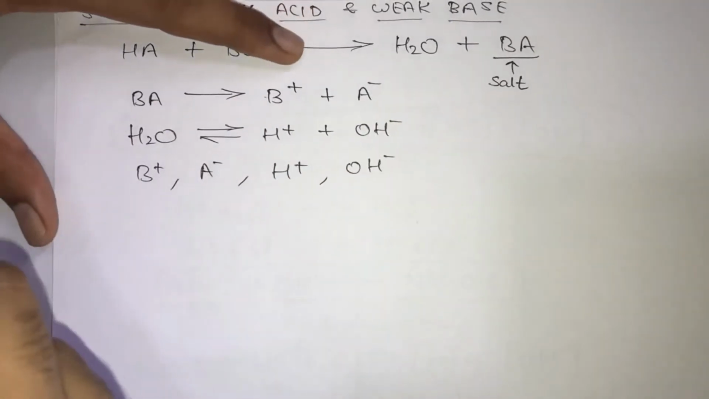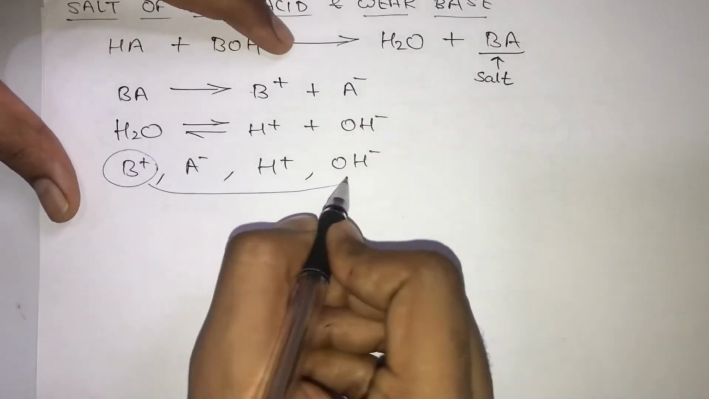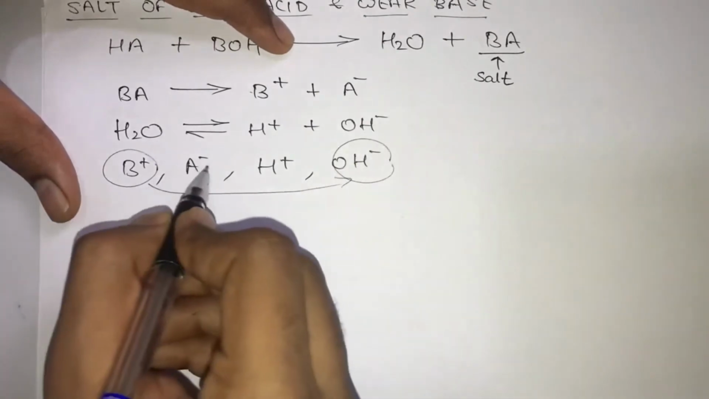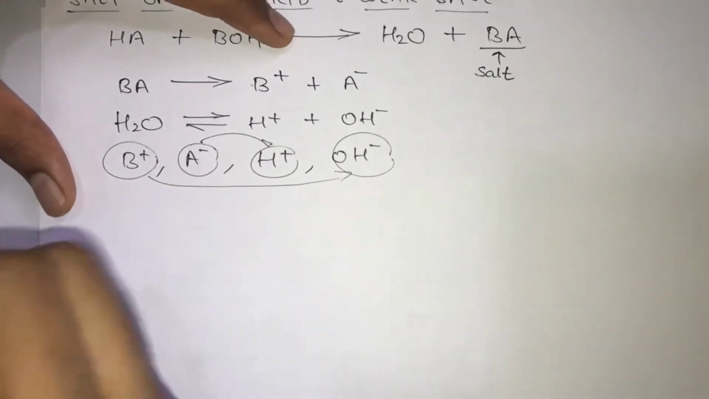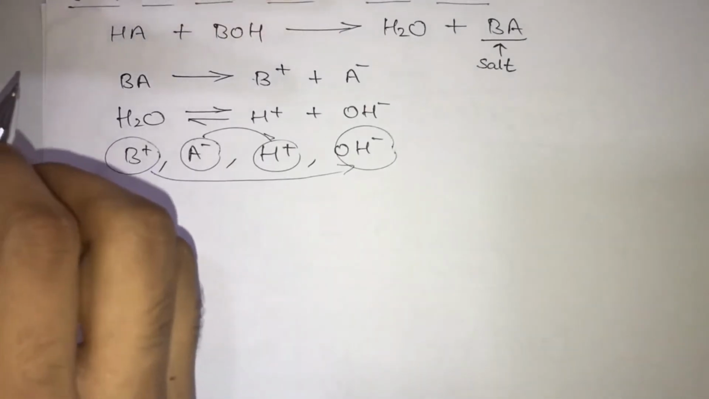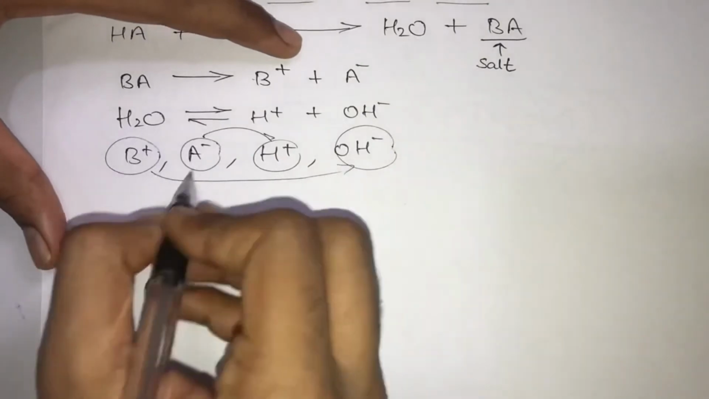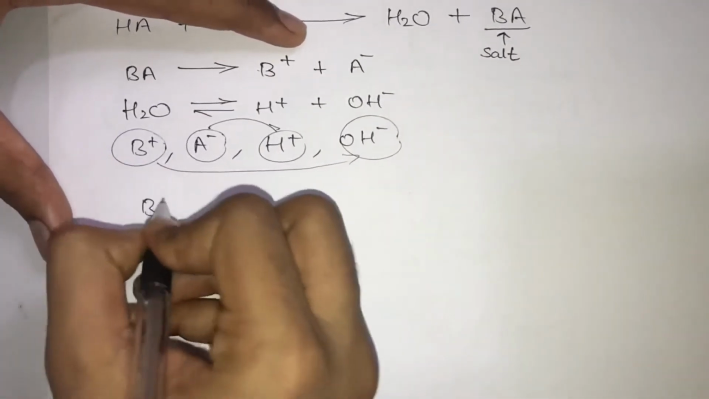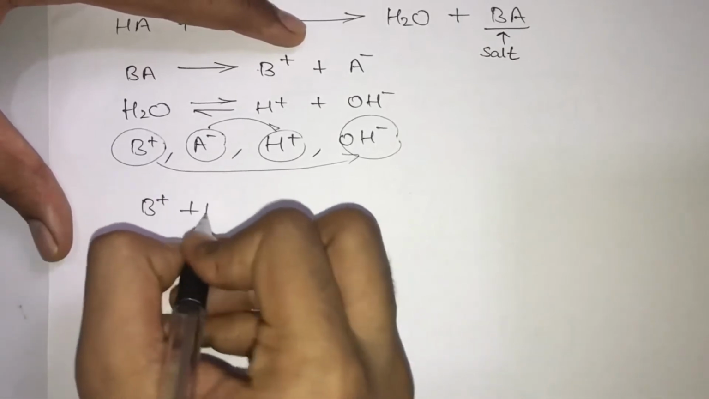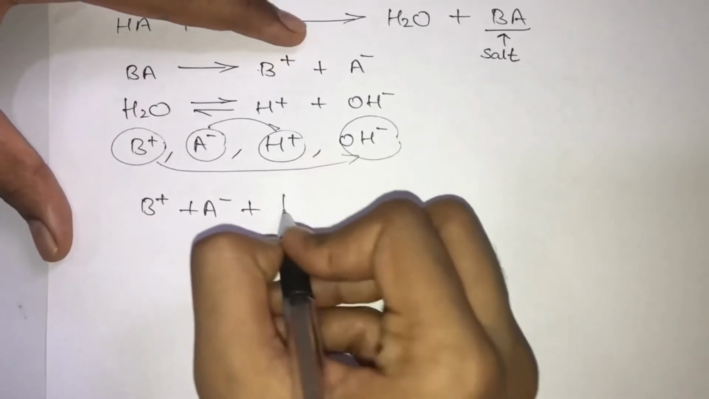Now here there are 2 possibilities: this B plus reacting with OH minus, and this A minus reacting with H plus. And here, guys, both of the possibilities are possible. Let's see how. This B plus A minus plus H2O.